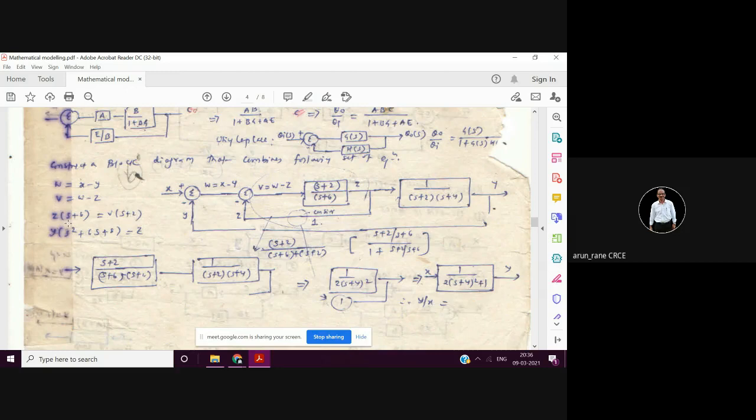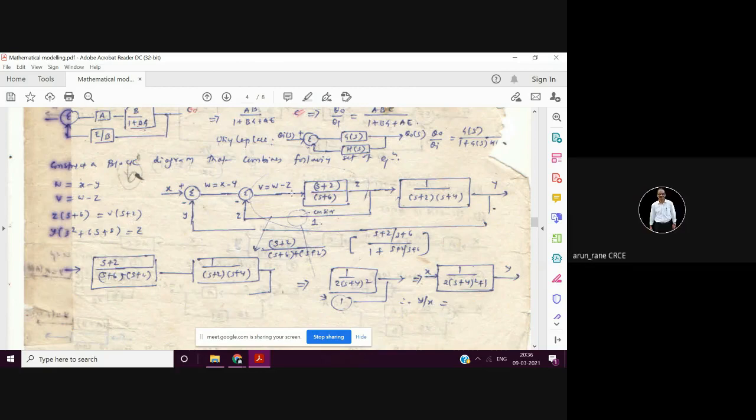Z into S plus 6 is equal to V into S plus 2. So this can be written as Z is equal to V into S plus 2 upon S plus 6. You can take this bracket over here. This is into, so we will get divided S plus 2 upon S plus 6. I repeat, this equation can be written as Z is equal to V into S plus 2 upon S plus 6.